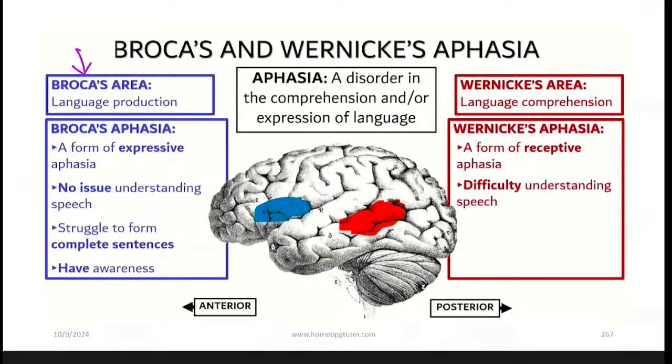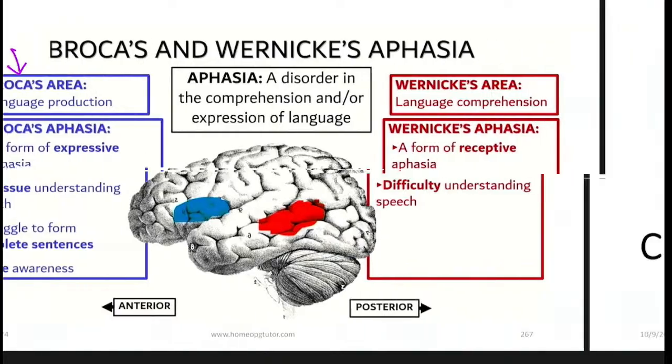Okay, but the thing is that they are not able to complete the sentences, but they have awareness that okay, there is some problem with me. But in case of Wernicke's aphasia, it will be a form of receptive aphasia. Whatever they are talking, it will be very difficult to understand. You get difficulty understanding the speech. That is about the Broca's as well as Wernicke's aphasia.